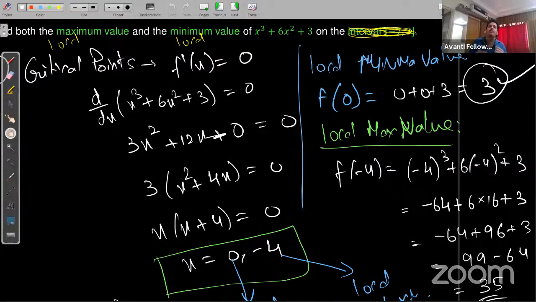Tomorrow I will give one example for global maxima and global minima, and then we will complete the tangent and normal topic, tangents and normal, which is very easy. This topic is somewhat complicated, but that one is very easy. Guys, clear?